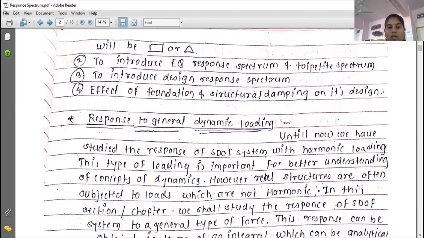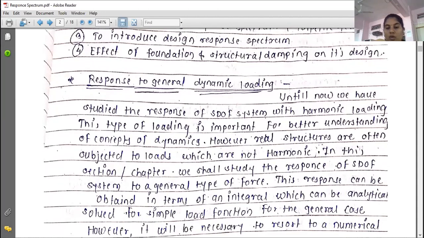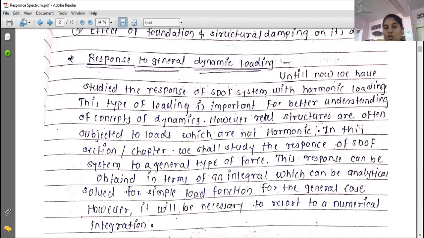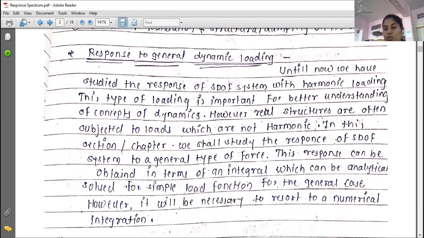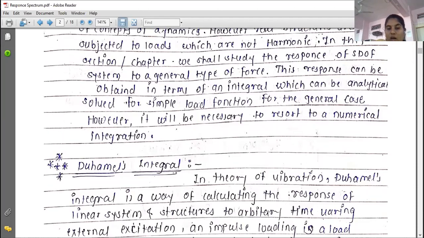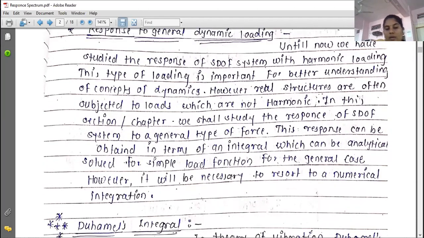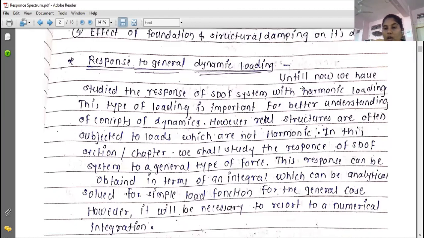So our first point is the response to general dynamic loading. Afterwards we have to study what Duhamel's integral is. Until now, we have studied the response of a single degree of freedom system with harmonic loading. This type of loading is important for a better understanding of the concepts of dynamics. In the last lecture, we saw what a single degree of freedom system is.